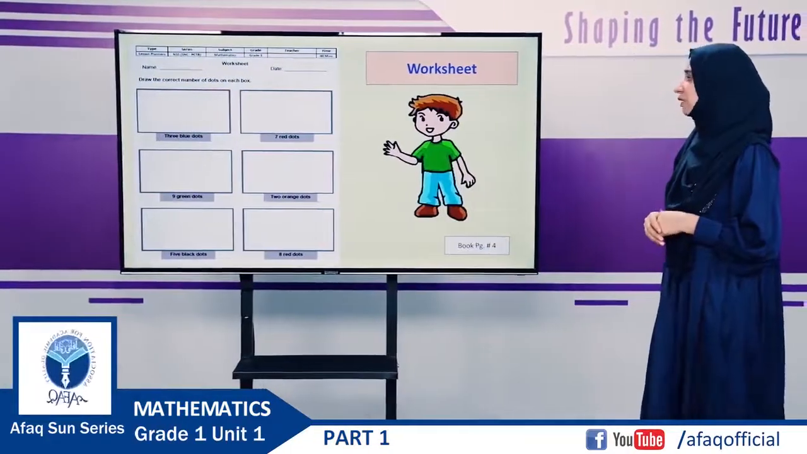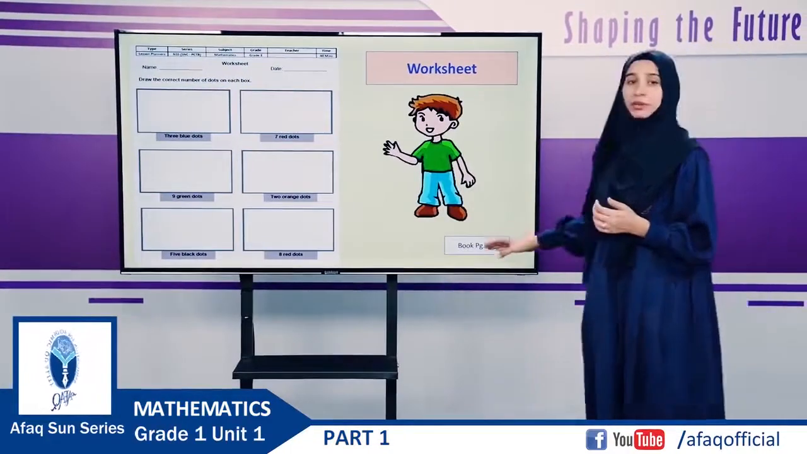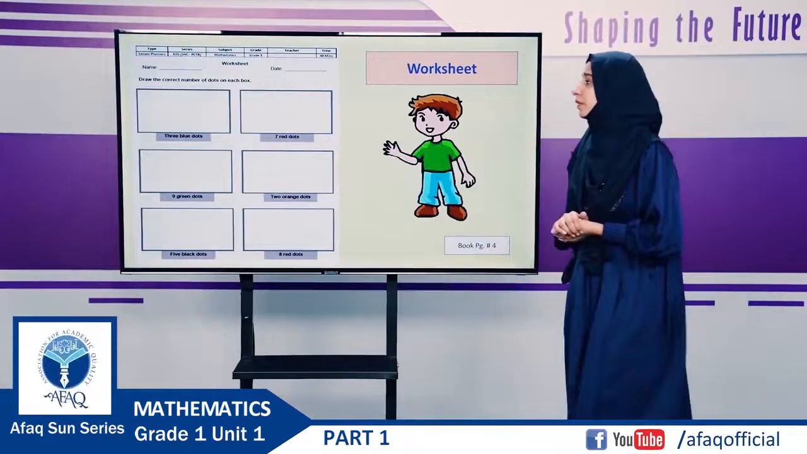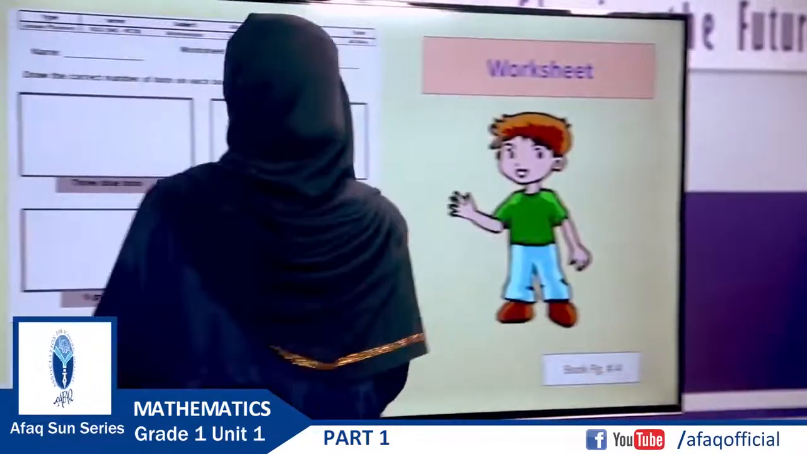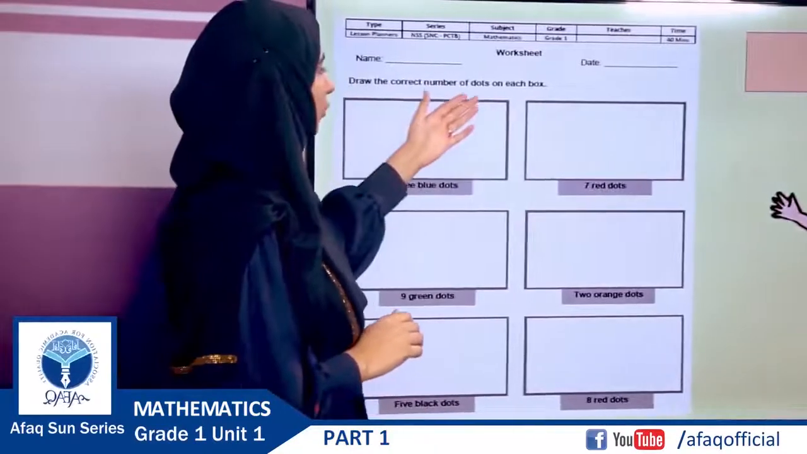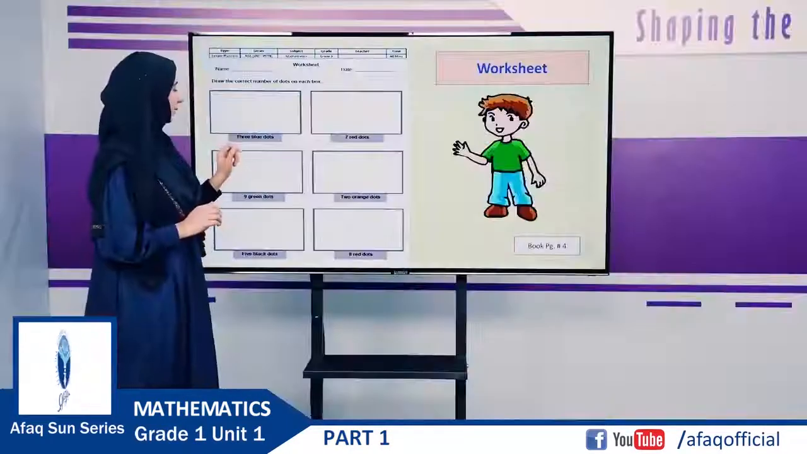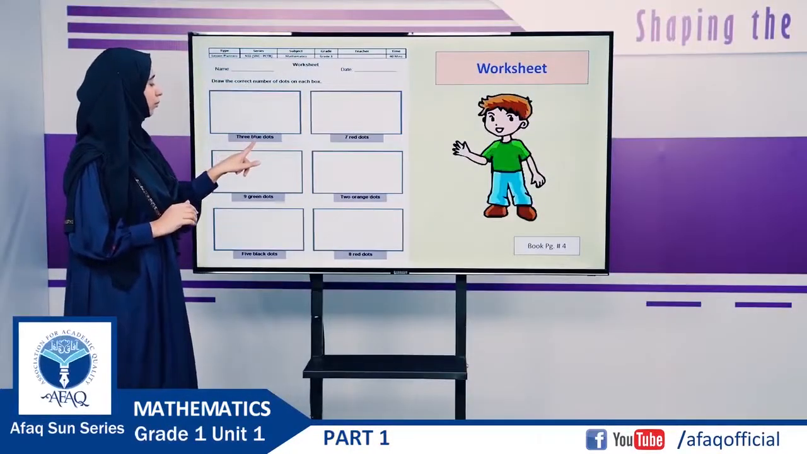So students, here's one more worksheet for you that is related to your book page number 4. So in this worksheet, draw the correct number of dots on each box. Like here it is written 3 blue dots.